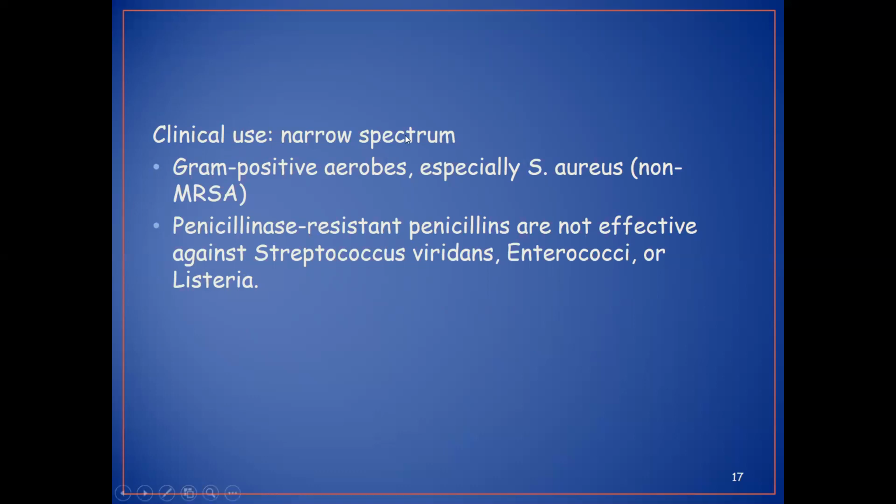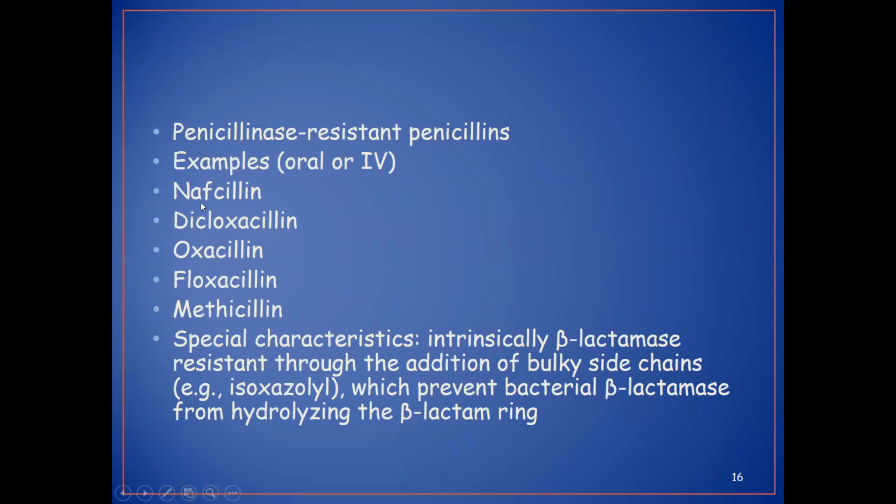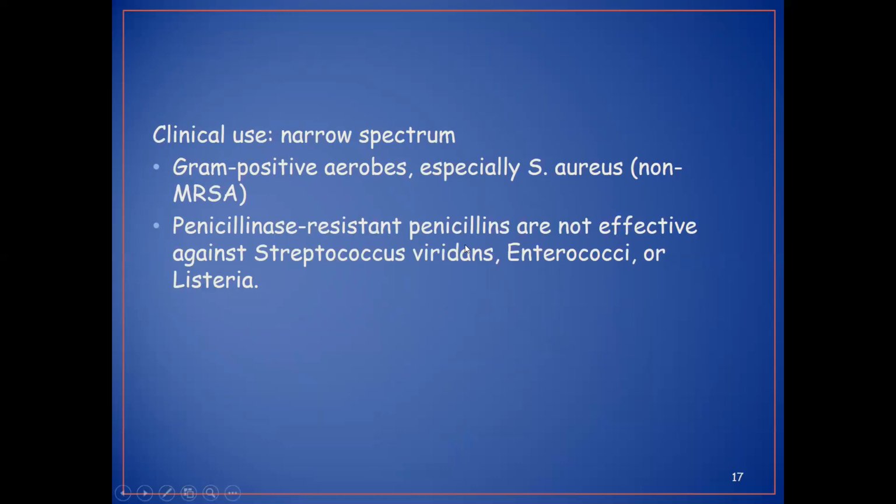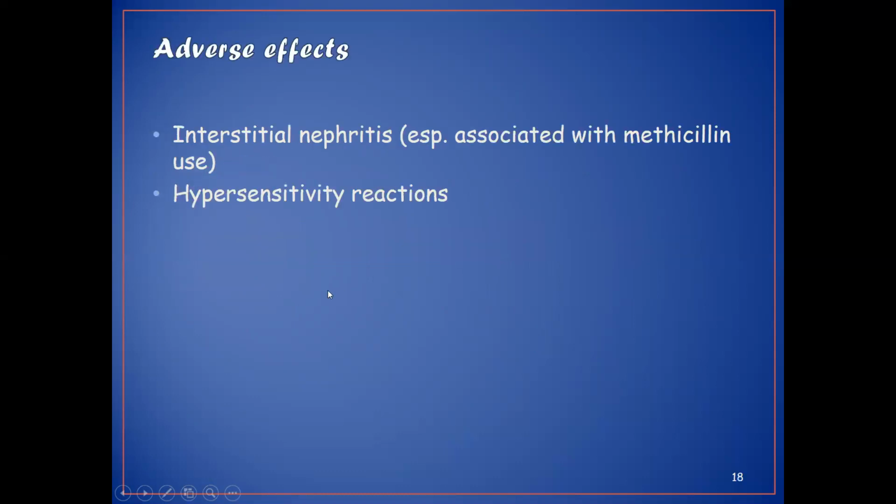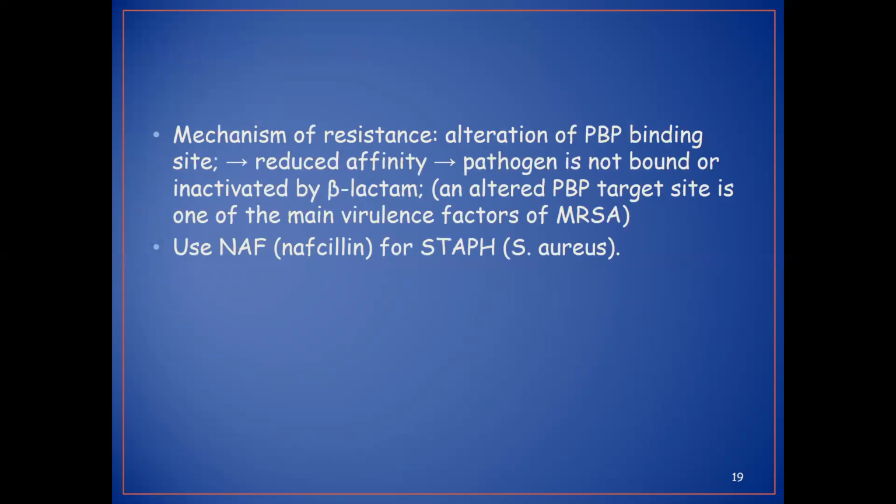So clinical use: narrow spectrum, gram-positive aerobes, especially Staphylococcus aureus, non-MRSA. Remember what we said, MRSA is methicillin-resistant. And here we talked about methicillin, so methicillin does not work against MRSA. Penicillinase-resistant penicillins are not effective against Streptococcus viridans, Enterococci, or Listeria species. Adverse effects include interstitial nephritis, especially associated with methicillin use. Then we also have hypersensitivity reactions.